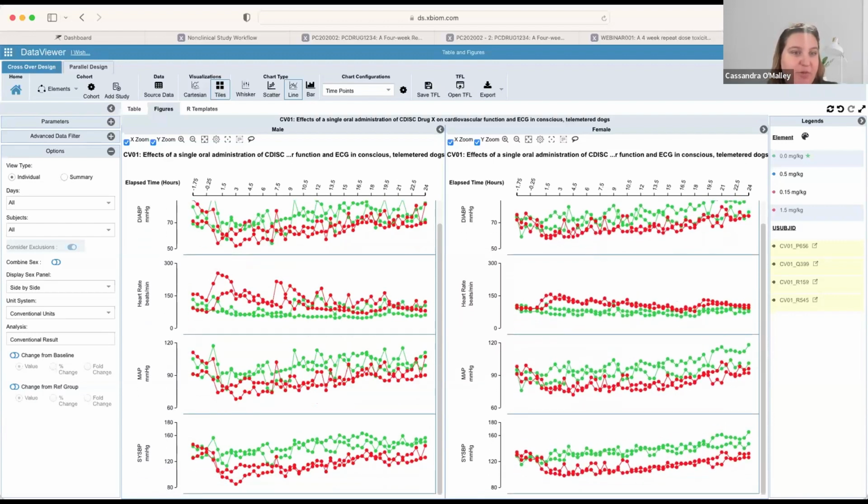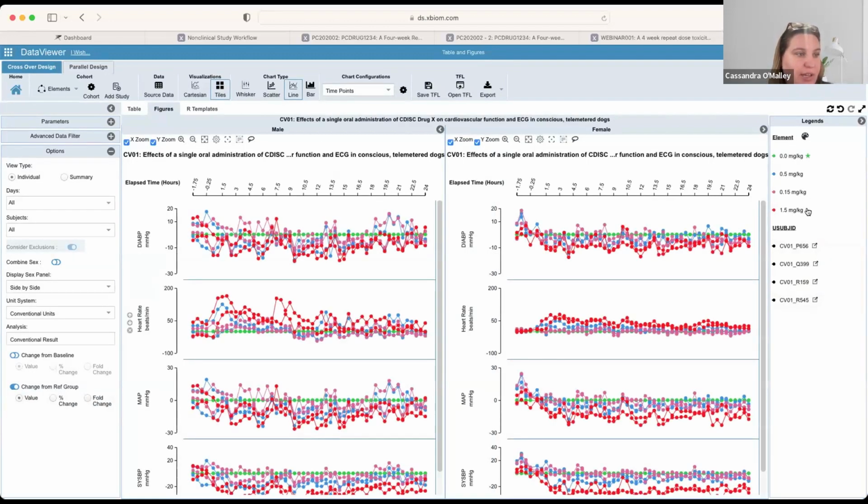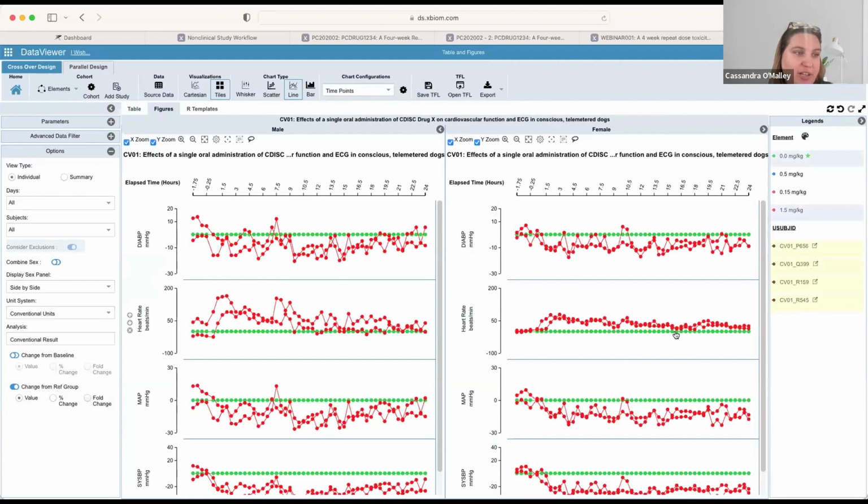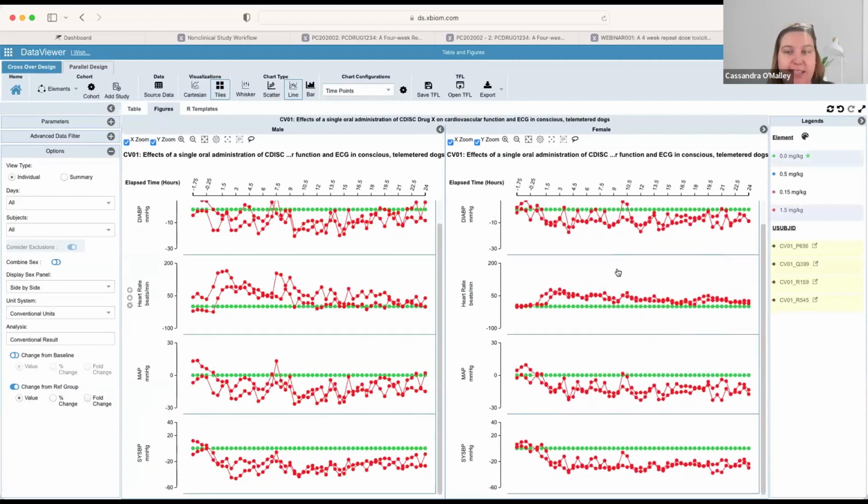So since we've added in the reference group, I'm going to add in the change from the reference group. And again, only looking at the control and the high dose. And we see that's a little bit clearer. There is definitely a decrease in systolic blood pressure and mean arterial pressure, and there is an increase in the heart rate. So there is some sort of impact with this high dose.